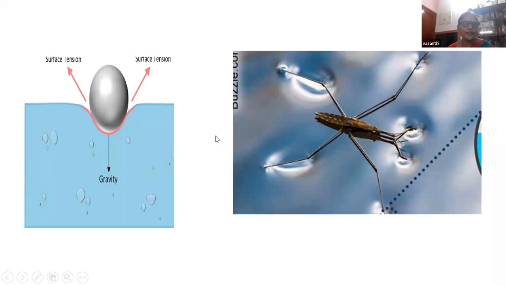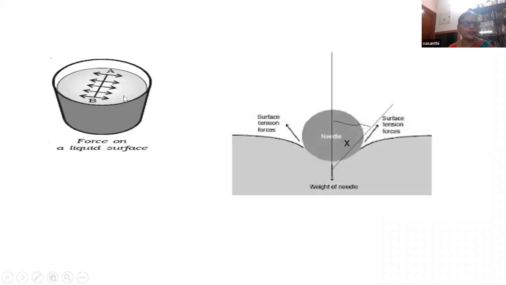So now, surface tension is a surface property. The surface tension force acts tangential to the surface. If you consider a layer of molecules of liquid here, they are acted upon by these two forces. The molecules on either side of the line of molecules exert force. So it is as if the free layer is stretched.